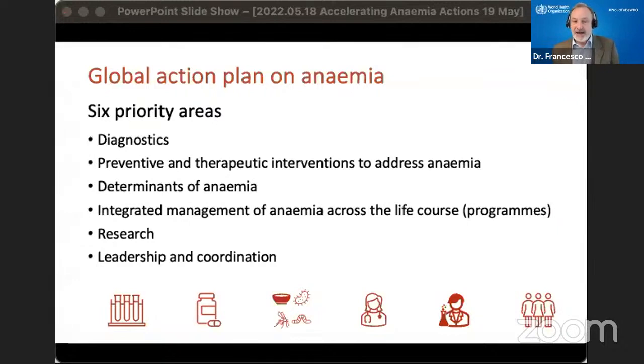Number 1, the diagnostic of anemia and its causes, and you heard from Omar the challenges of that diagnosis. Second, preventive and therapeutic interventions to reduce anemia. Third, determinants of anemia. And fourth, integrated management of anemia across the life course.